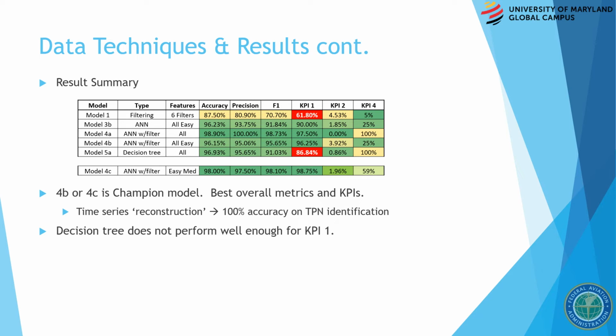It's important to note, so I put a model 4C in here, which I didn't really do a thorough analysis on there, but basically I included both easy features and medium features. And again, that significantly improves the accuracy and all the other metrics. So there's a balance there between how many features you want to include, how many features are realistic, and what requirement you have for the accuracy.